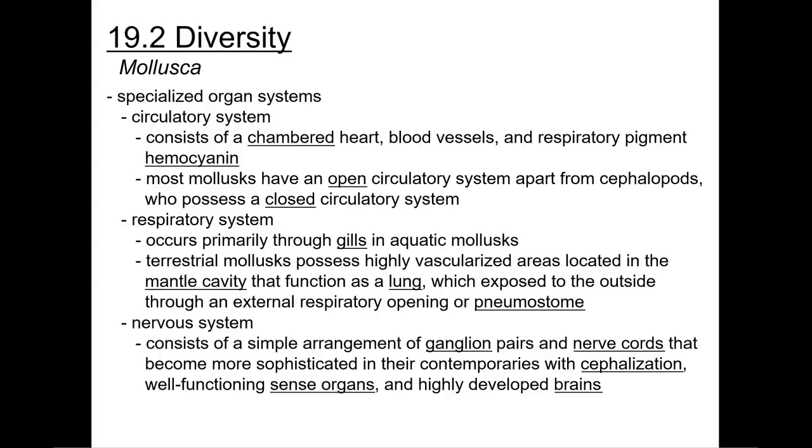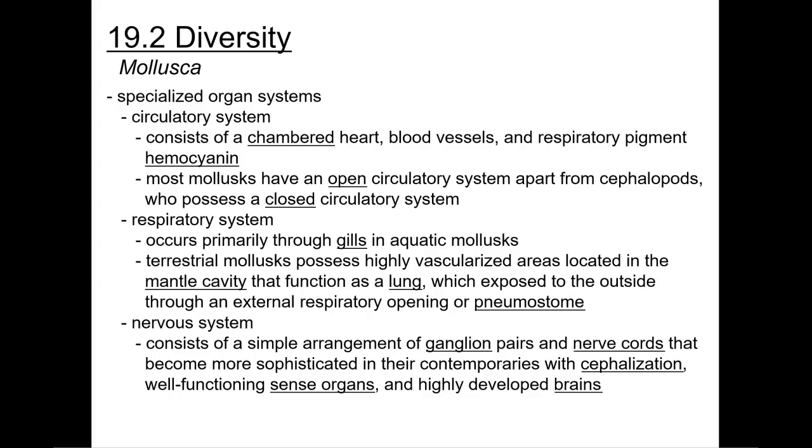The circulatory system is going to consist of a chambered heart, blood vessels, and respiratory pigmentation, which is going to be the hemocyanin. Most mollusks are going to have an open circulatory system, apart from the cephalopods, who are going to possess a closed circulatory system. The respiratory system is going to occur primarily through gills in aquatic mollusks. The terrestrial mollusks are also going to possess highly vascularized areas located in the mantle cavity that's going to function as a lung, which is exposed to the outside through an external respiratory organ known as the pneumostome.